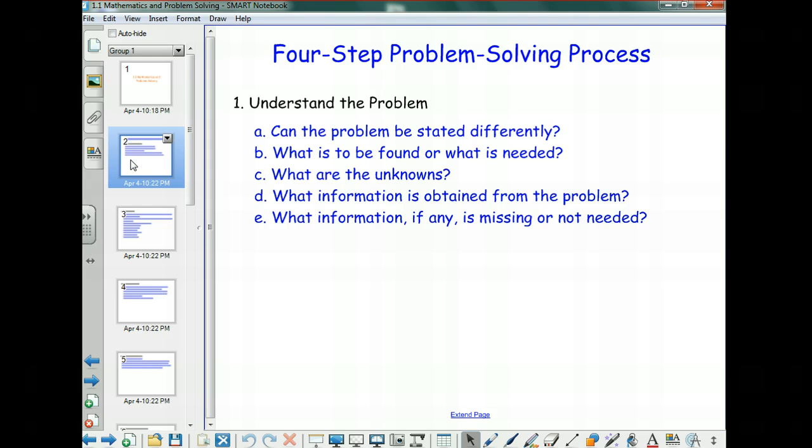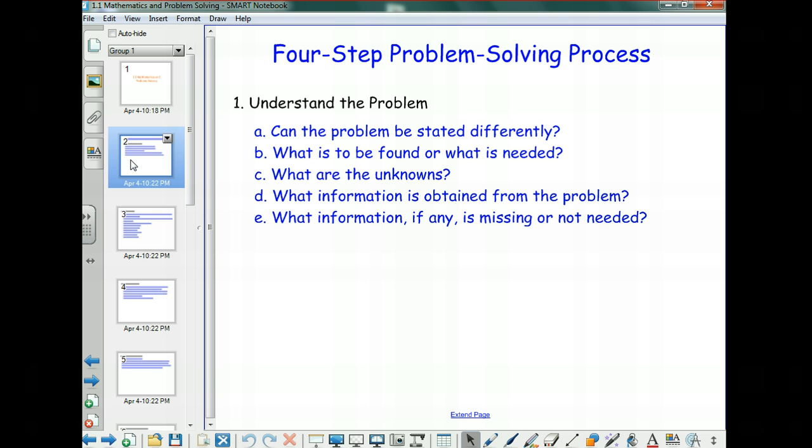So the first thing is to understand the problem. So these 5 steps are within step number 1 right here. To understand the problem, we have to do a few things. The first thing you want to think about is, can the problem be stated differently? Is there another way to reword it or to restructure it? You may be familiar with doing some of that with children, right? If the problem says something about the word difference, you can ask them, what does difference mean? What does that ask them to do?